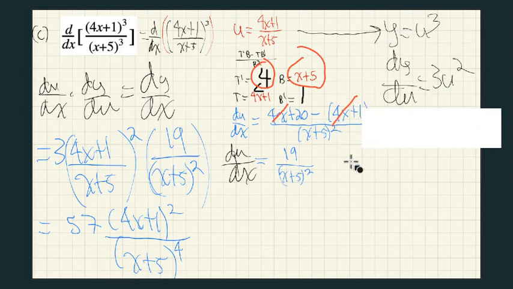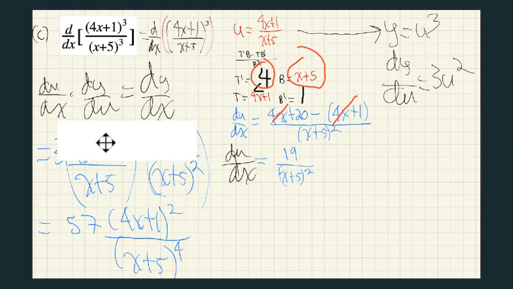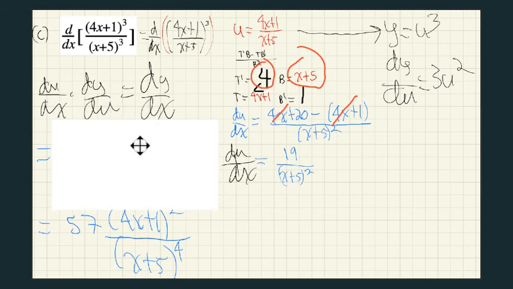Next, we go over to dy by du. After doing that big question, it doesn't seem very difficult to do the derivative of y equals u cubed, which is 3u squared. So now we need to put everything together in the chain rule. I need to double check that I've done this right. It's dy by du multiplied by du by dx.